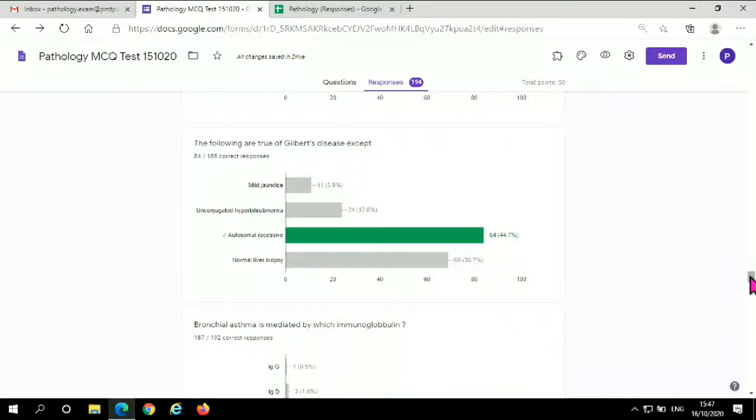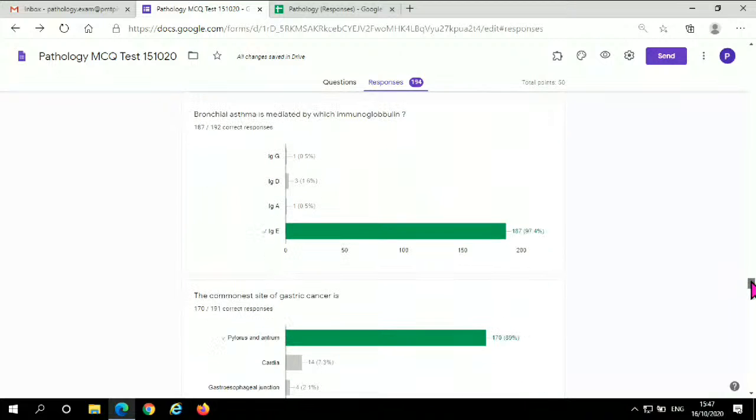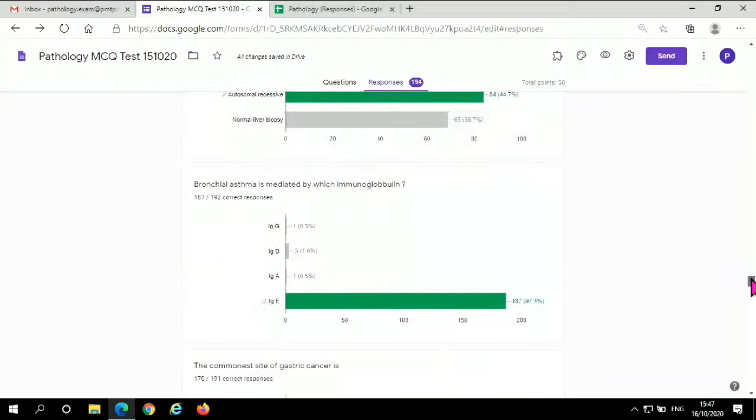Following are true about Gilbert's disease except: it is mild jaundice. Yes, it occurs in Gilbert's disease. Unconjugated hyperbilirubinemia is there because it is not converted. Autosomal recessive, it is generally not autosomal recessive. A normal liver biopsy will be seen in the microscopic appearance, and therefore that is true. So autosomal recessive nature is the correct answer.